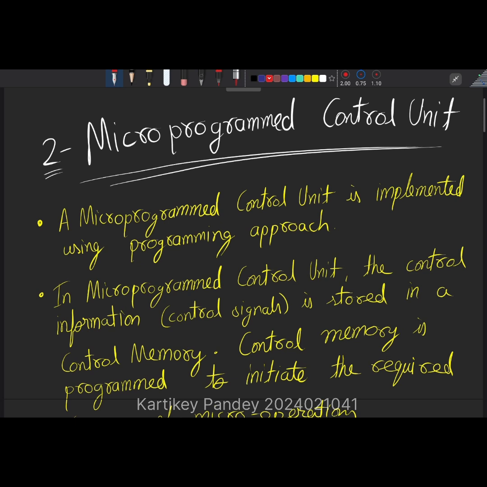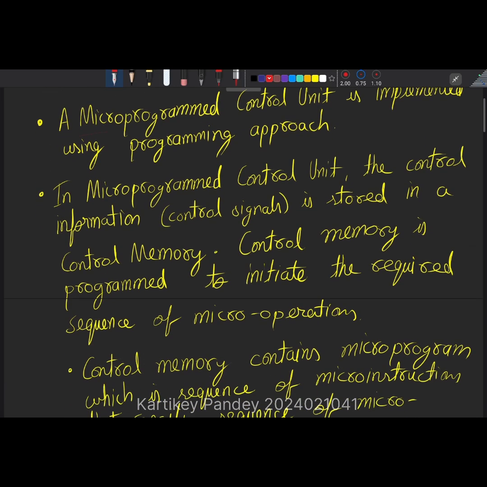Now let's read this. A microprogram control unit is implemented using a programming approach. It is not implemented using a hardware approach, as was the case in the hardwired control unit. In a microprogram control unit, the control information, that is control signals, is stored in control memory, and control memory is programmed to initiate the required sequence of micro operations.